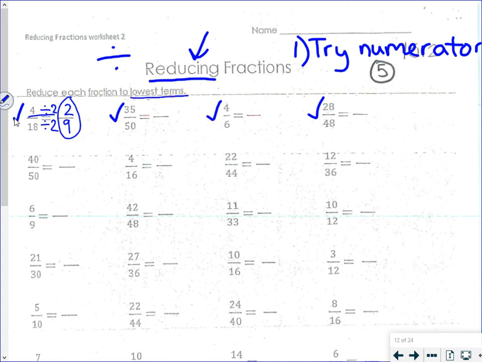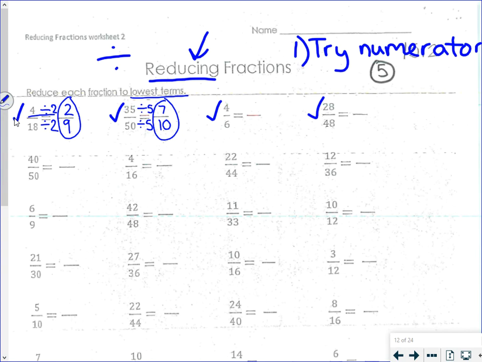Okay, so now this one. I have a pretty good sense that I cannot take 35 out of 50. So I'm going to try 5. 5 would work for both. So 35 divided by 5 would give us 7. Then 50 divided by 5 would give us 10. Is that the simplest form? Yes, it is, because we cannot take 7 out of 10. That's the smallest 7 can go when you divide it.